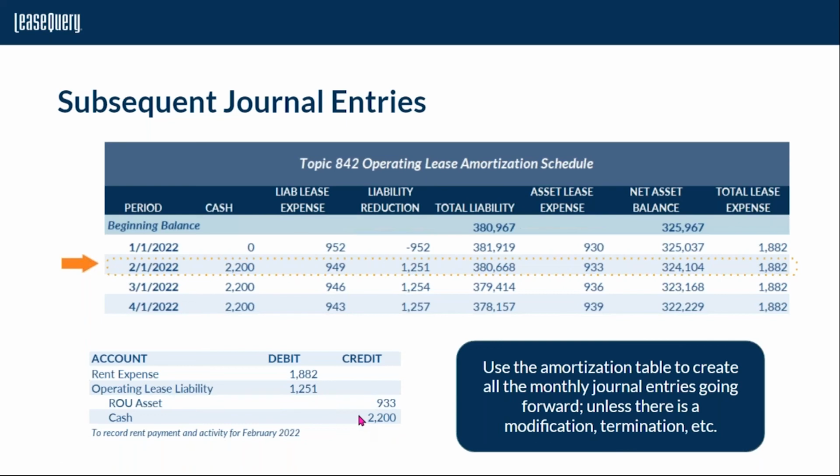We have the cash payment of $2,200, that's a credit, and we have the rent expense or lease expense of $1,882. Then we also have the decrease in the operating lease liability and a decrease in the right of use asset. The operating lease liability calculation is the difference between what you paid in cash and the interest. So that's the liability reduction. And the asset amortization is the difference between the total lease expense and what you booked for the lease liability interest. And then that's the total payment.